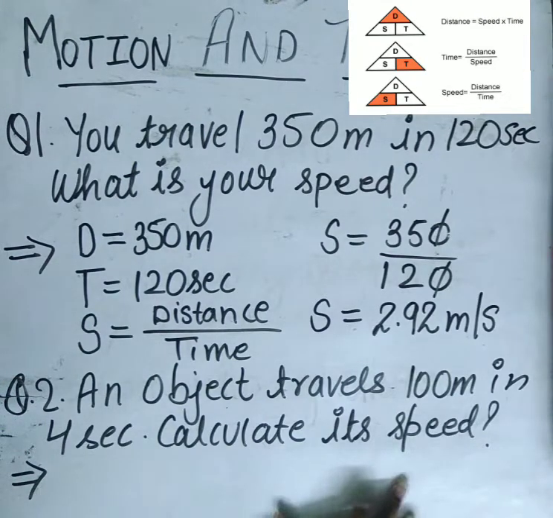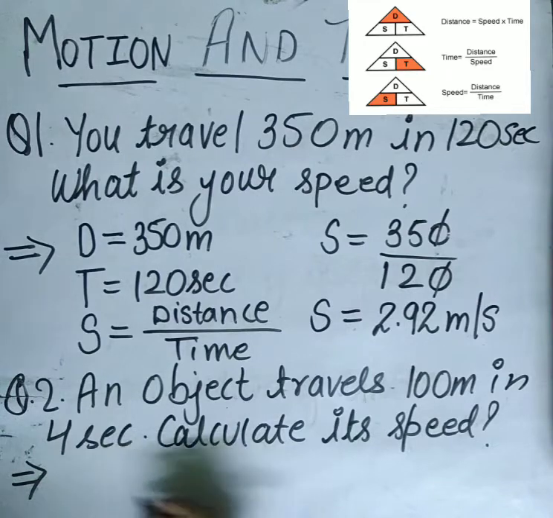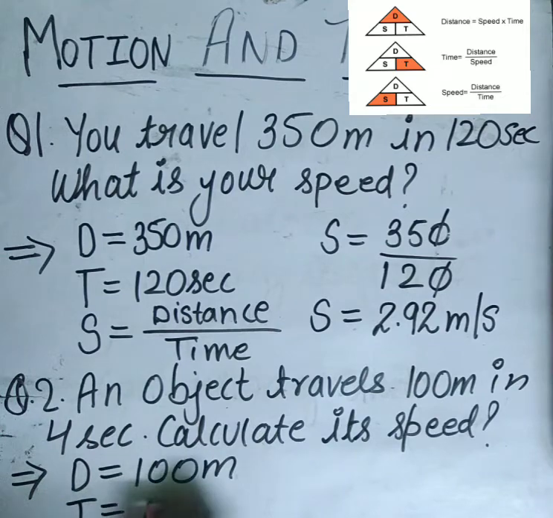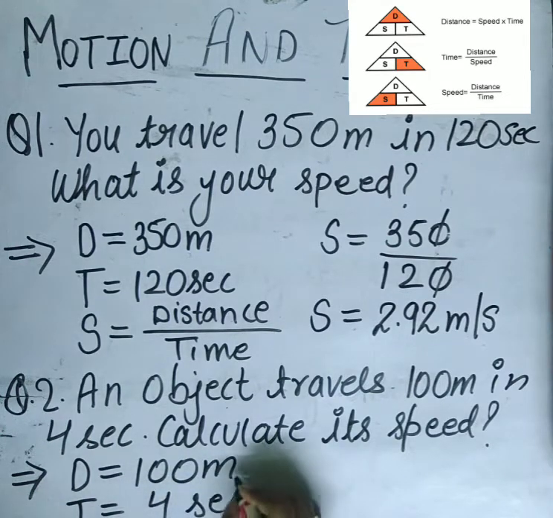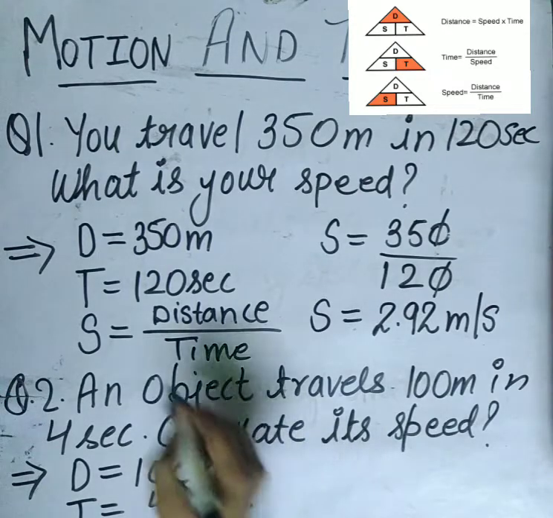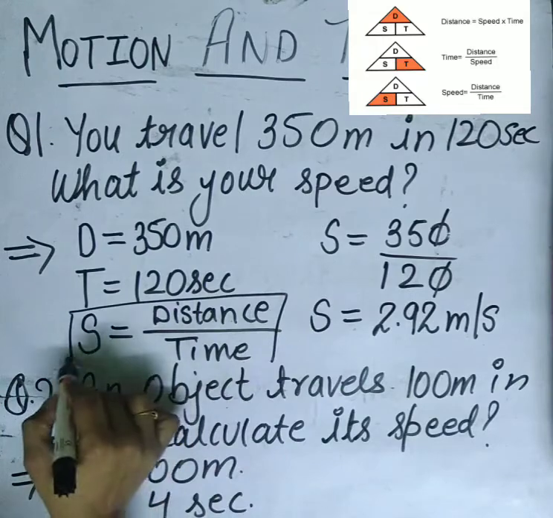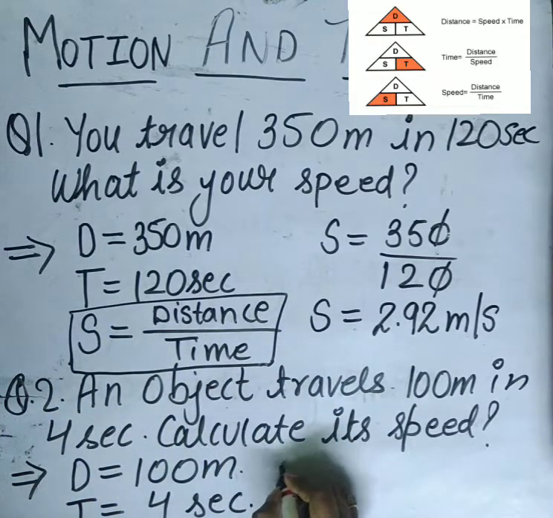Similarly, if you see the second question here, it says an object travels 100 meters in 4 seconds, and we have to calculate its speed. Now I am providing you with some time. You can pause this video and do this by yourself and then match it with mine. So what is given to you? The distance here is 100 meters and the time given is 4 seconds. Again we can see that it's in meters and seconds, so no need to change anything. Just put it in our formula: speed is equal to distance upon time.